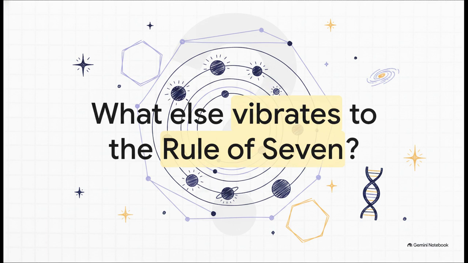So, if our little solar system follows this precise digital blueprint, what else out there in the massive vastness of the universe is vibrating to the rule of 7? Keep questioning the math that makes up our reality.